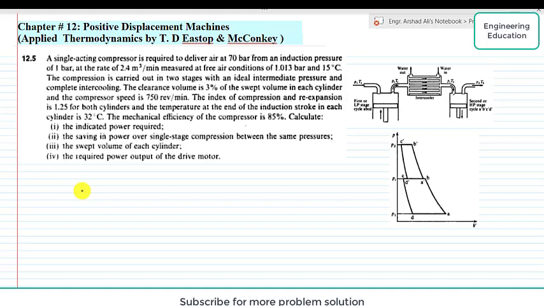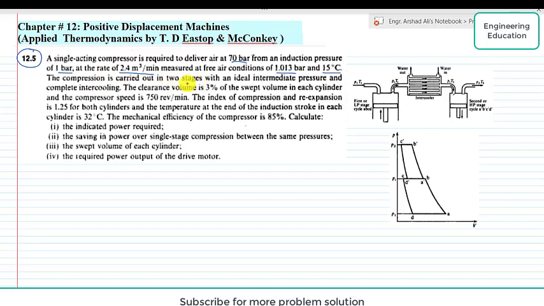In this lecture, we are going to solve problem 12.5, chapter number 12, positive displacement machines, applied thermodynamics by McConkey. Statement of the problem is: a single acting compressor is required to deliver air at 70 bar from an induction pressure of 1 bar at the rate of 2.4 cubic meter per minute, measured at free air conditions of pressure 1.013 bar and temperature 15 degrees C.